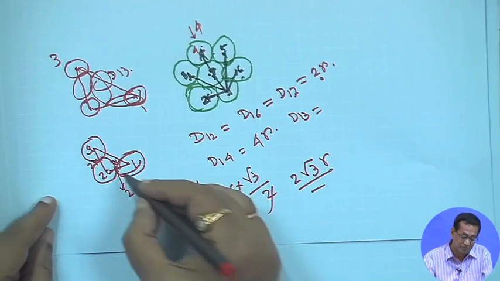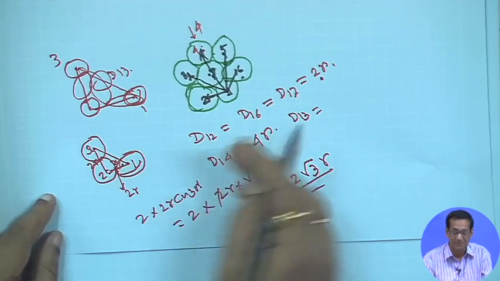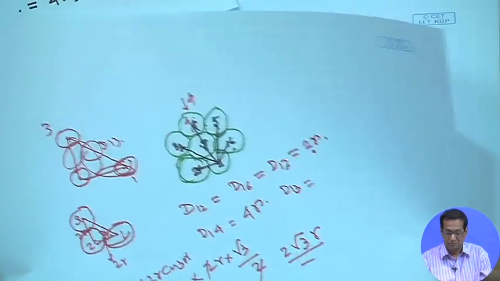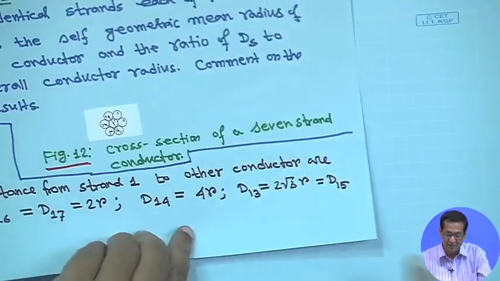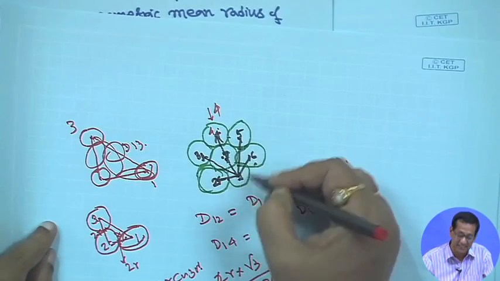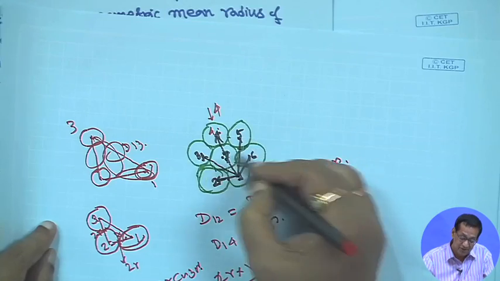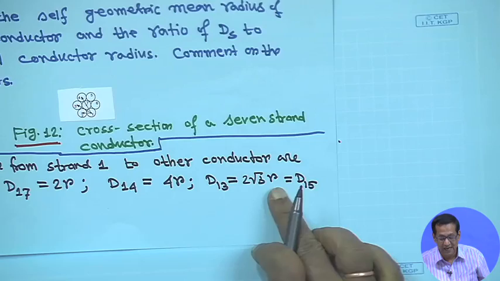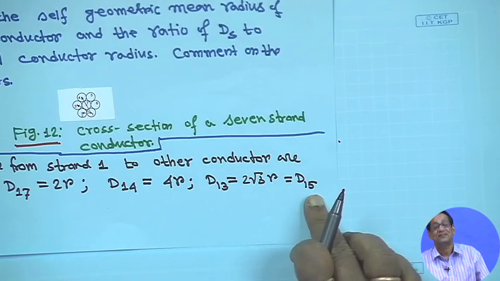So, this angle is 30 degrees, from the symmetry you can make it, this angle is 30 degrees, right. So, that is why d13, similarly for d15, 1 to 3 and 1 to 5 are the same distance. So, d13 is equal to 2 root 3 r, which is equal to d15, right.